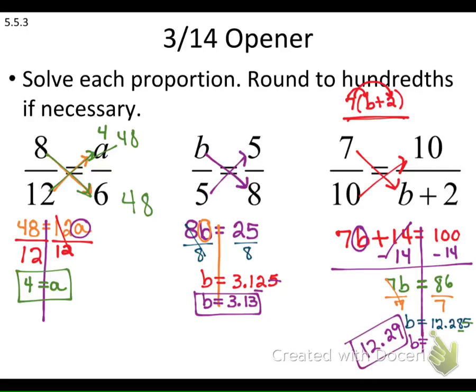So on your sheet, you guys should have B equals 12.29. I ran out of room. All right, any questions? All right, so go ahead and make sure your names are on those and pass those.